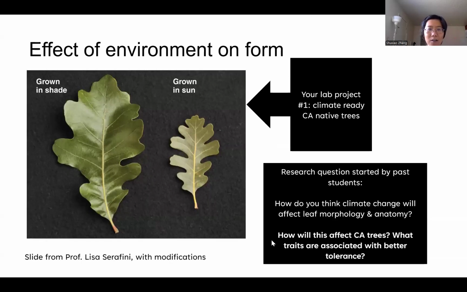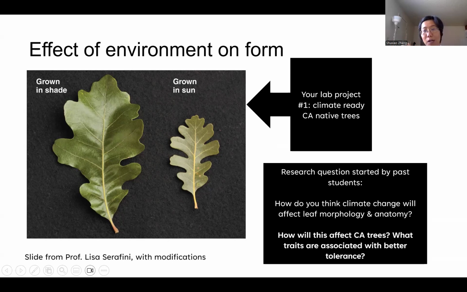Now, here are the possibilities of variation that's due to environment. So here is the same species of oak tree and the difference between a leaf that's grown in the shade versus a leaf that's grown in the sun. You can see there's a difference in size of the leaf, the depth of the lobe, so how far these leaves go in, as well as the color of the leaf.